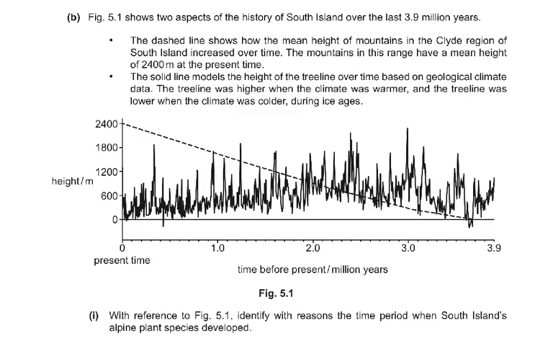The B part of the question says figure 5.1 shows 2 aspects of the history of South Island over the last 3.9 million years. The dashed line shows how the mean height of mountains in the Clyde region of South Island increased over time. The mountains in this range have a mean height of 2,400 meters at the present time. The solid line models the height of the tree line over time based on geological climate data. The tree line was higher when the climate was warmer, and lower when the climate was colder during ice ages. So present time and time before present in million years.